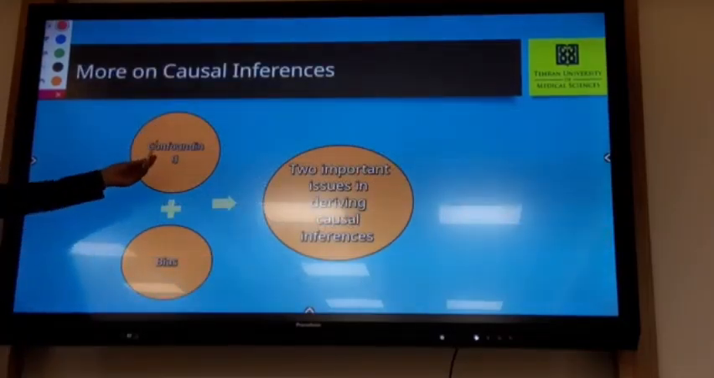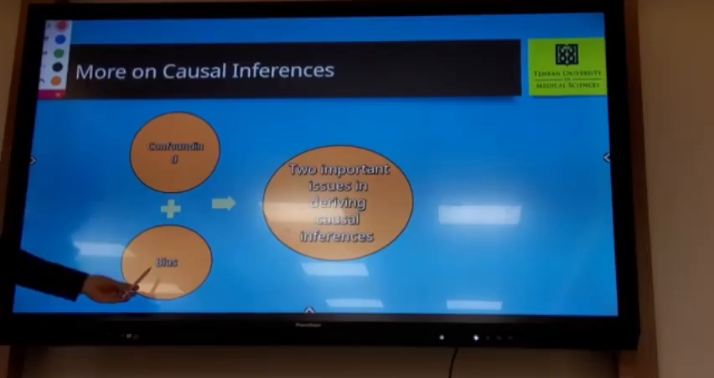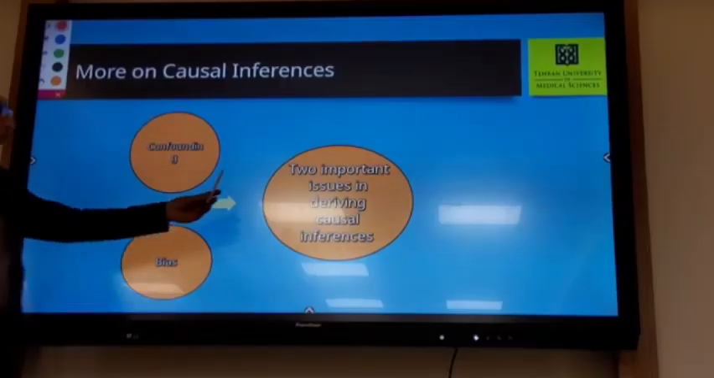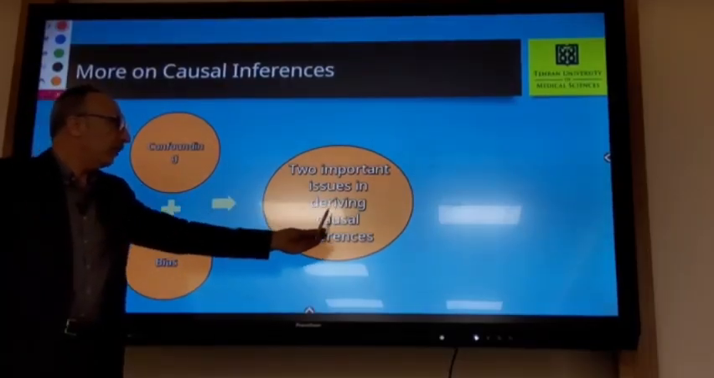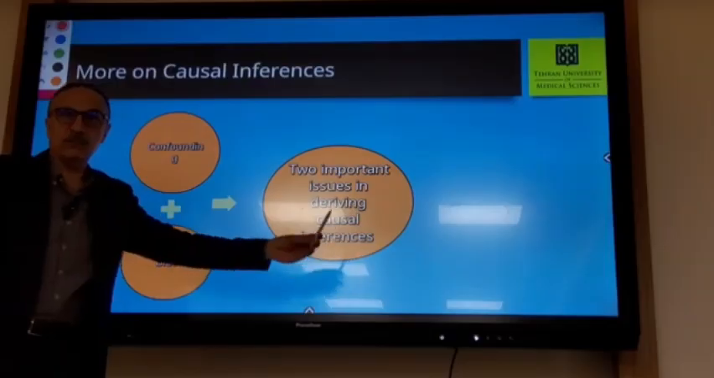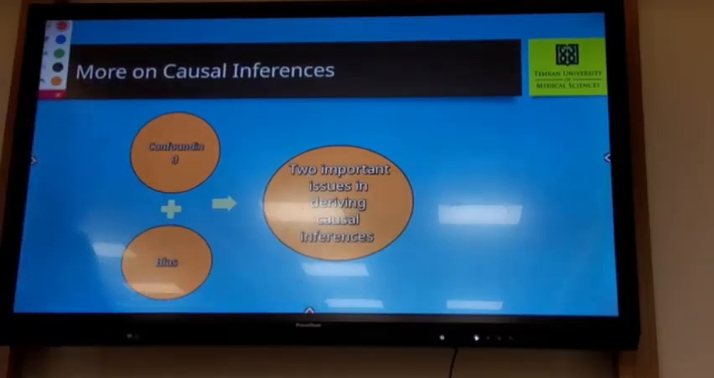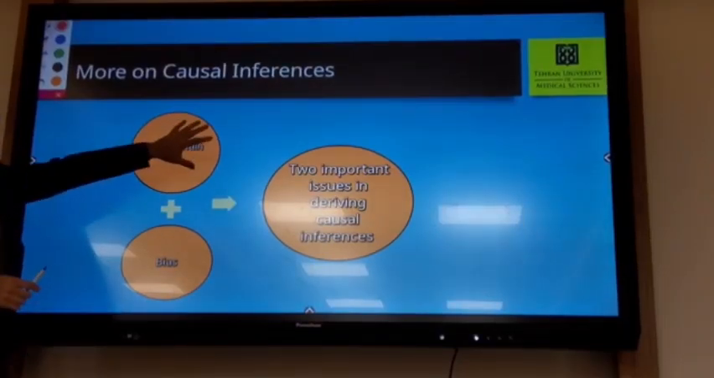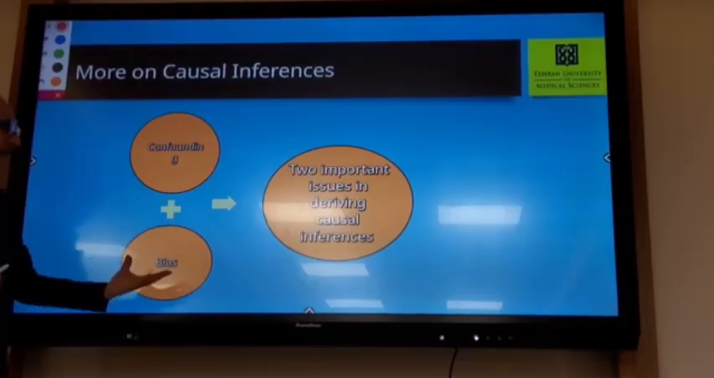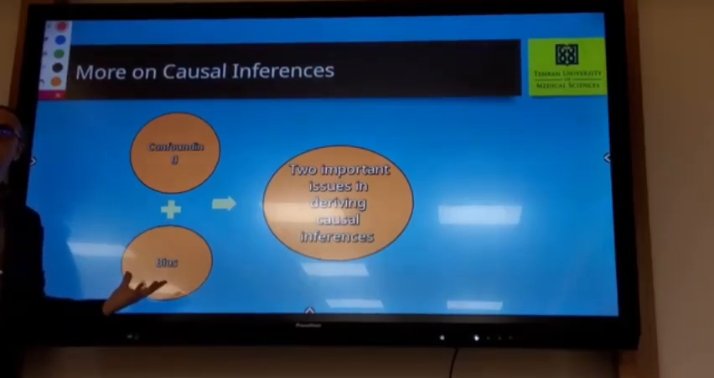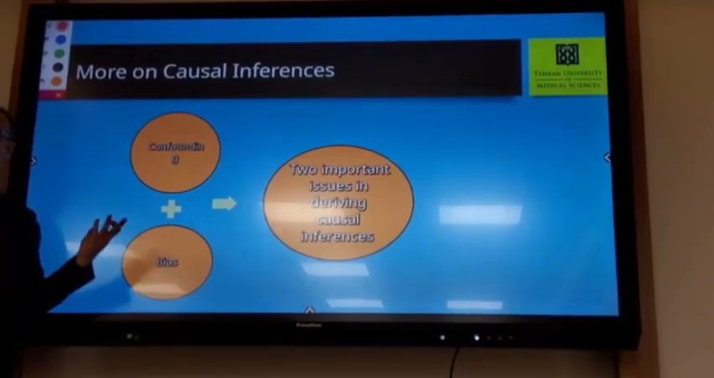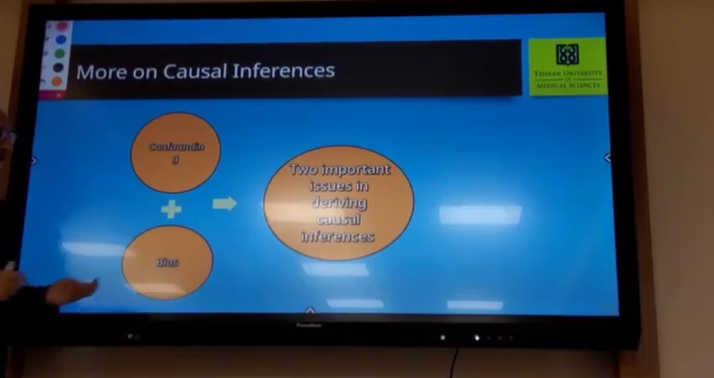So we have confounding and bias as the two important issues in deriving causal inferences. Causal inferences means that we are discussing analytical studies. But in pure descriptive studies, we do not have the confounding effect because confounding is for the relation between A and B. In descriptive studies, we may have some kinds of bias, information bias or selection bias.